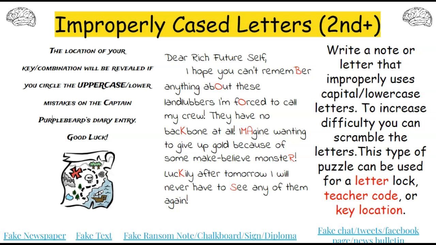Improperly cased letter puzzles work for second grade and above. They are mental type puzzles, which means they'll work for physical and digital locks. Write a note or letter that improperly uses capital/lowercase letters. To increase difficulty, you can scramble the letters. This type of puzzle can be used for a letter lock, teacher code, or key location. In the example that I've given you, I've improperly uppercased BOOKMARKS, which spells bookmarks, and that was the key location for this particular puzzle.